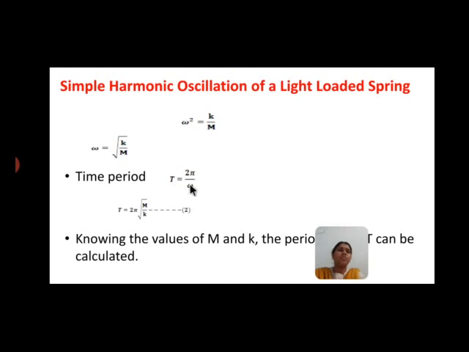Omega is the square root of k by m. Substituting this value, the time period T is equal to 2 pi square root of m by k. This is equation number 2. Just by knowing the values of m and k, we can calculate the time period.